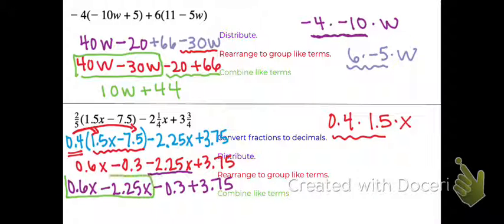If I put this into my calculator, you combine your coefficients. 0.6 minus 2.25 is negative 1.65. So 0.6x minus 2.25x is negative 1.65x. And then the same here. Negative 0.3 plus 3.75 is positive, so plus 3.45. And there you go.